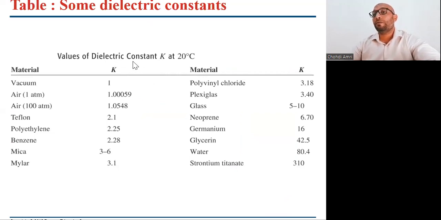Here are some values of the dielectric constant at 20 degrees. For the vacuum, as you know, it is 1. For the air, it is 1.00059, and so on.